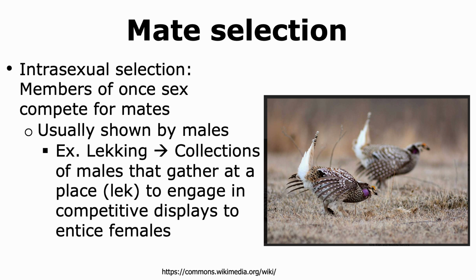There is an example called lekking, which is a very popular example of intrasexual selection. In the case of lekking, a collection of males gather at a place called a lek, and they engage in competitive displays in order to entice females. This is usually seen in a lot of birds.